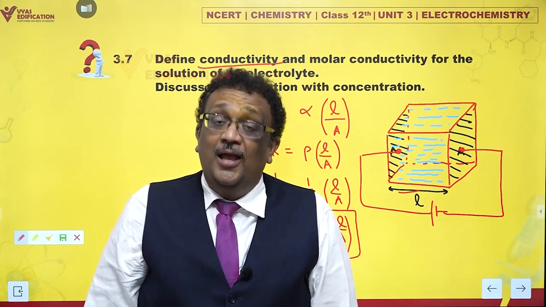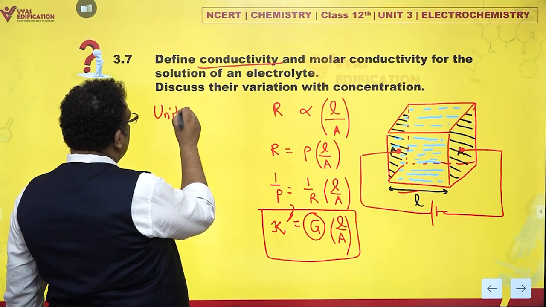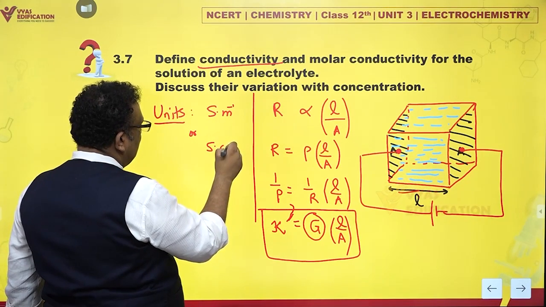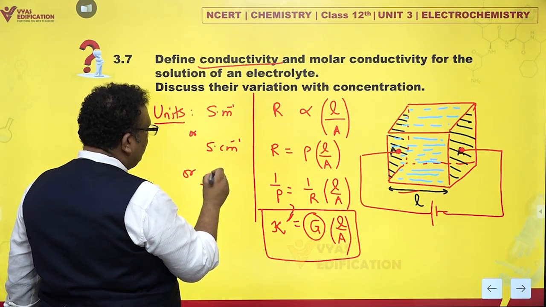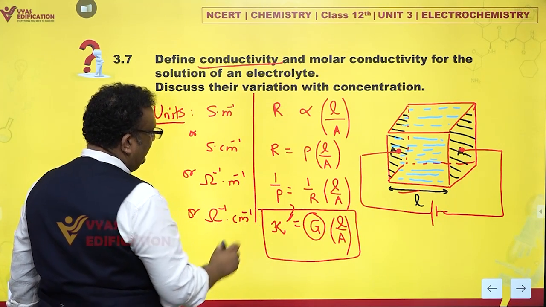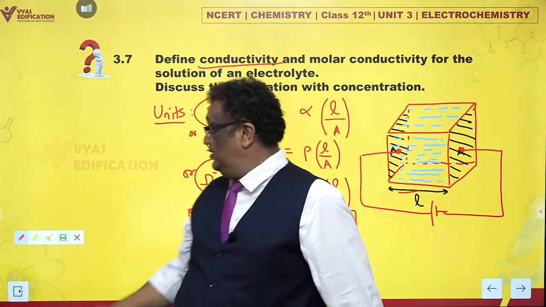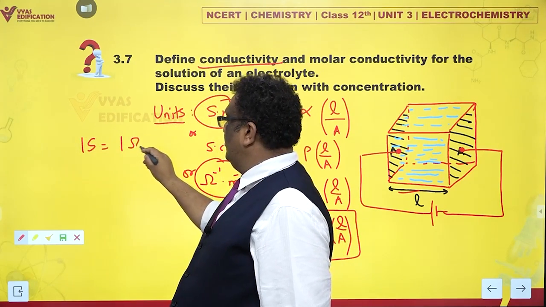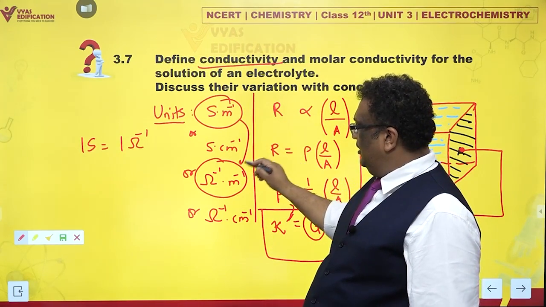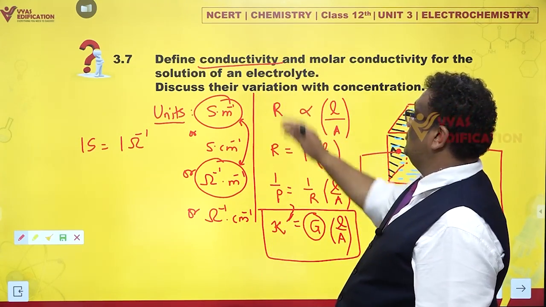That's it. And of course, what are the units? We must write down units also. Units of kappa are Siemens per meter or Siemens per centimeter, or Siemens is per ohm per meter or per ohm per centimeter. Please remember, these are SI units, and since 1 Siemens is 1 per ohm or 1 mho, these are identical units. Right? So this is about conductivity.